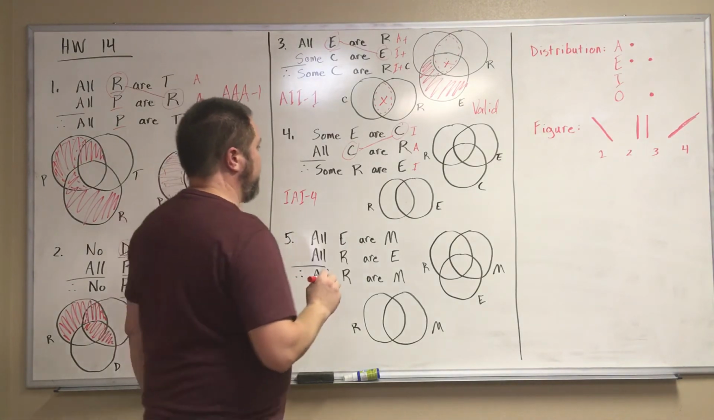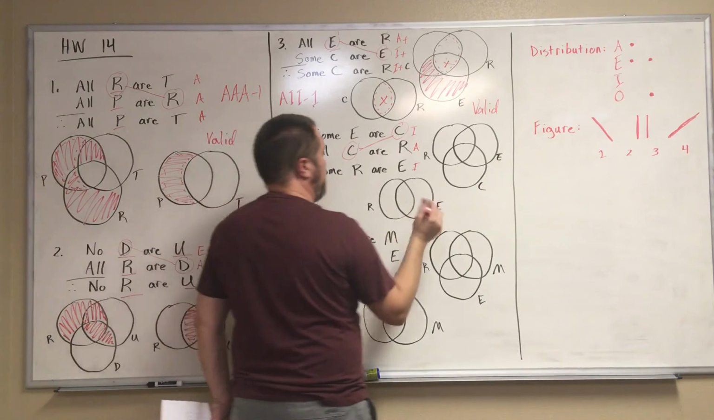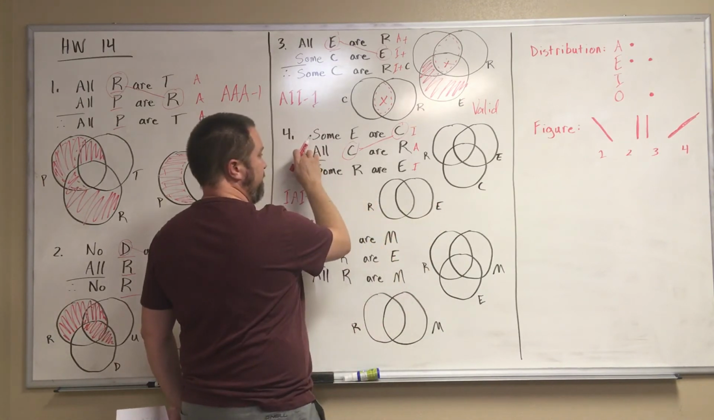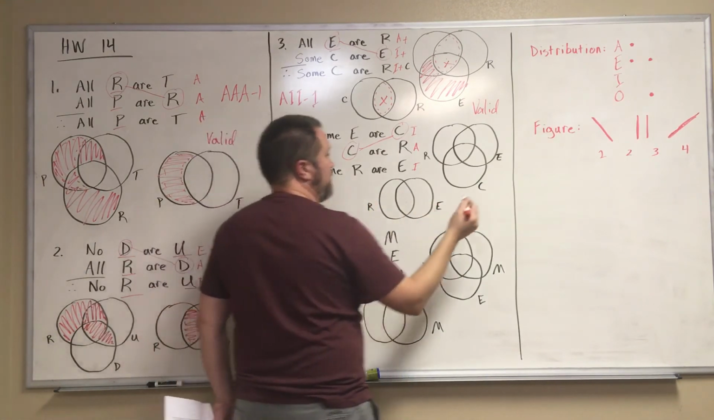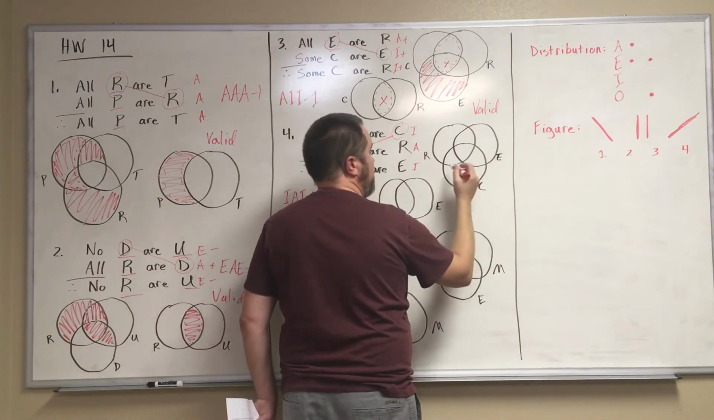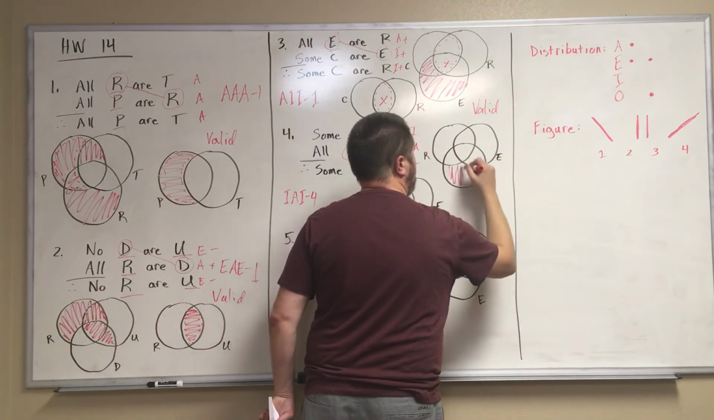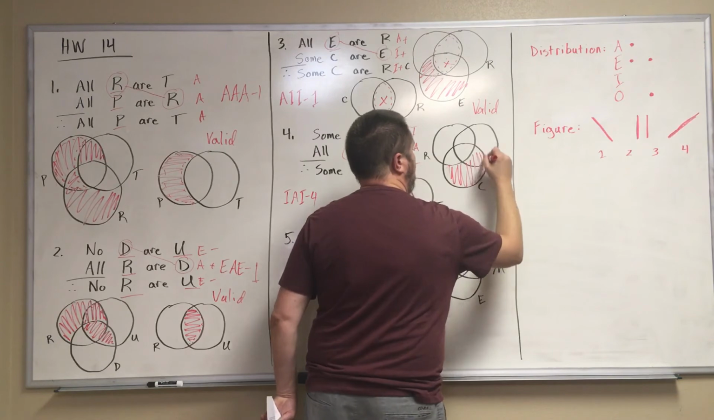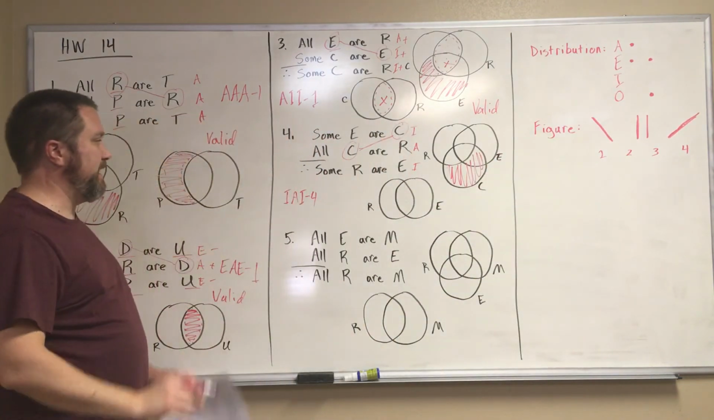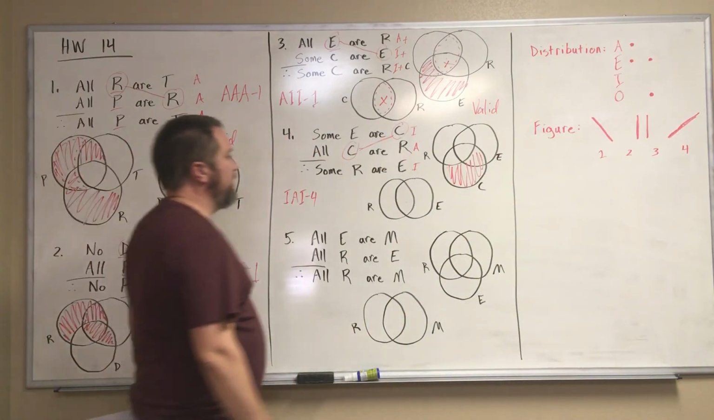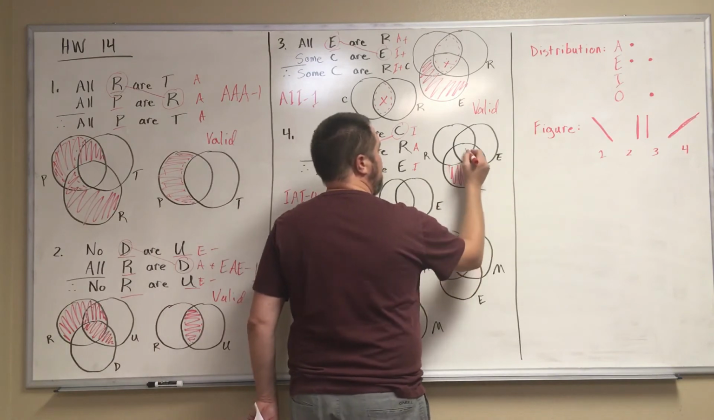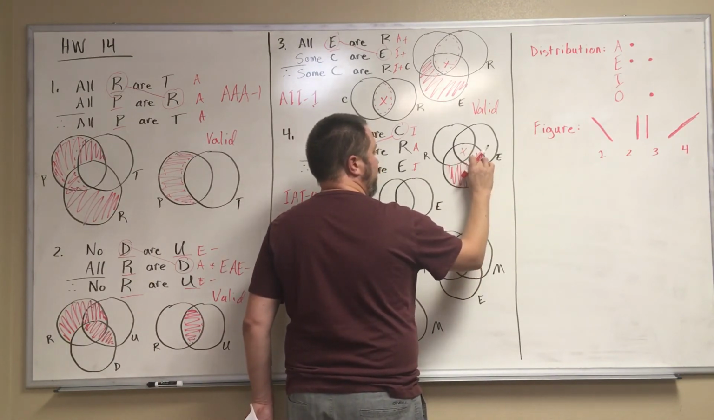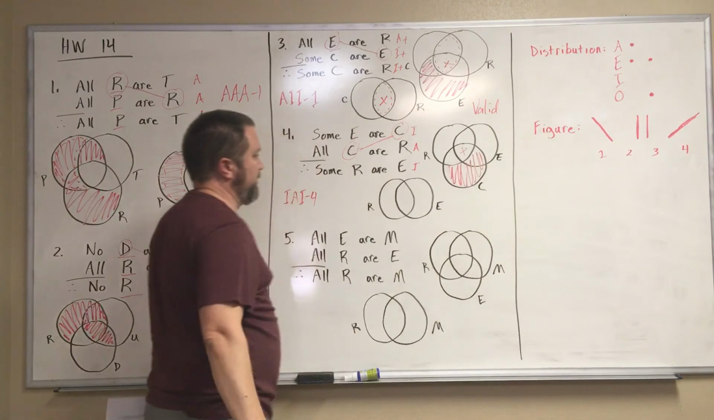Let's go ahead and fill out the Venn diagram. So we do the universal first, since we have one of each. All C are R. Eliminate all of the C circle that's not in the R circle. Some E are C. So again, we've already blacked out this part, so it has to go right there in the middle.